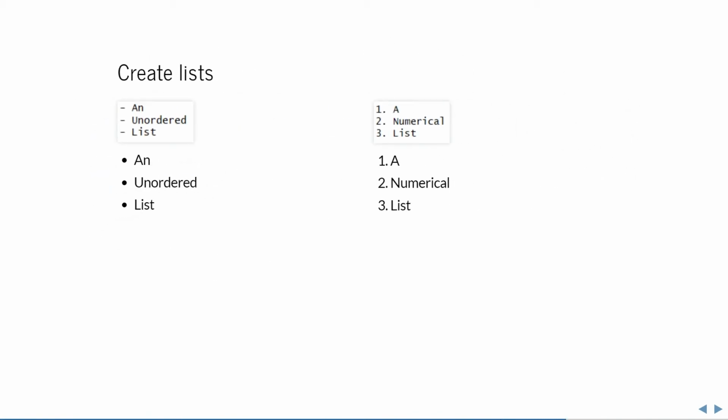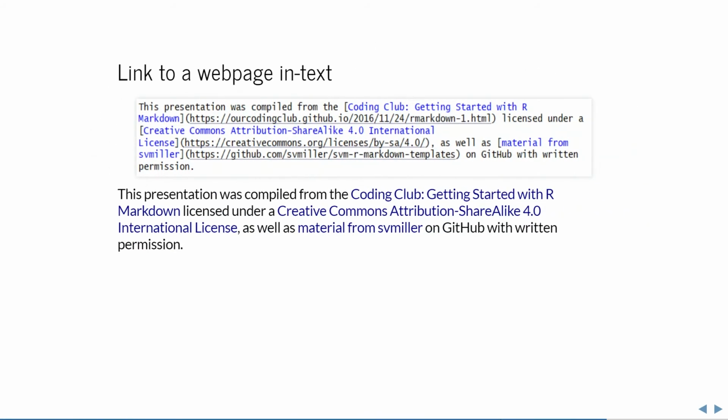You can create unordered lists or numerical lists. And then, the image on top is the way that it looks in my R Markdown file, if you want to hyperlink. And this is the material I used to compile this presentation as well.